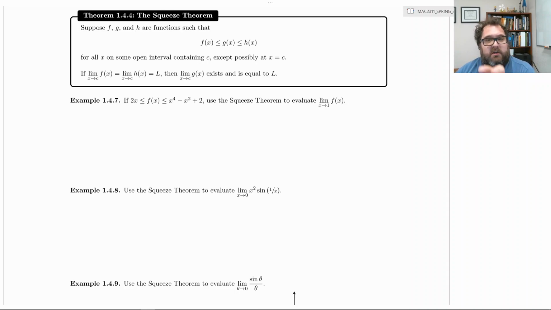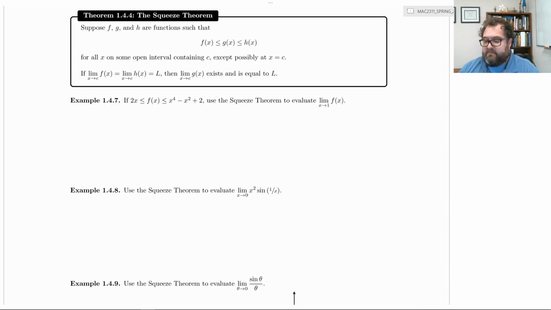Suppose f, g, and h are functions such that basically g is trapped between f and h. So f of x is less than or equal to g of x is less than or equal to h of x, at least for some neighborhood containing c, an open interval containing c.